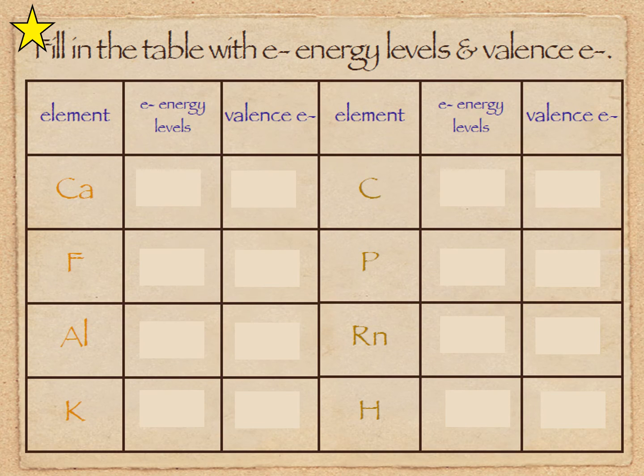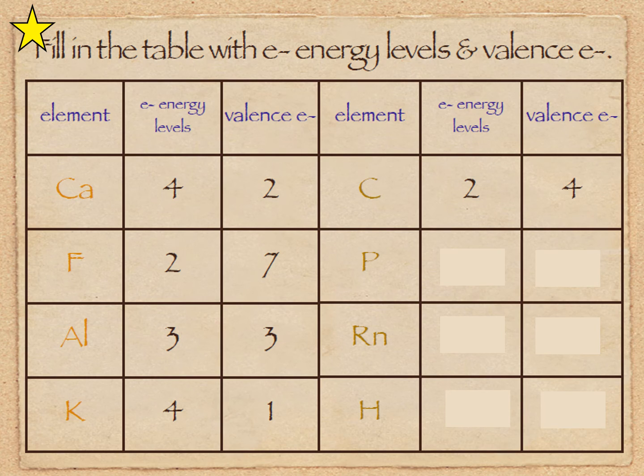So here is a little practice. You want to find the number of energy levels and the number of valence electrons for these 8 elements. Calcium is in the 4th row. It has 2 valence electrons. Fluorine is in the 2nd row, has 7 valence electrons. Aluminum is in the 3rd row with 3 valence electrons. Potassium is in the 4th energy level, right next to calcium, with 1 valence electron. Carbon is in the 2nd row, so it's 2 energy levels with 4 valence electrons.